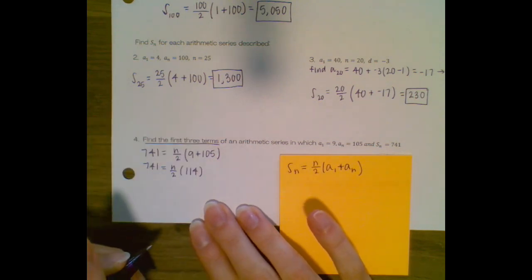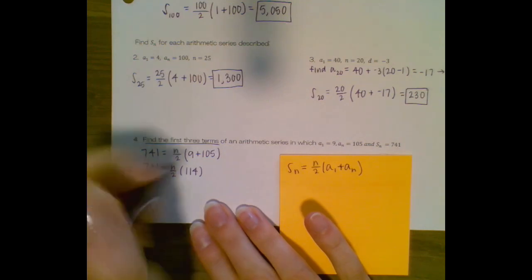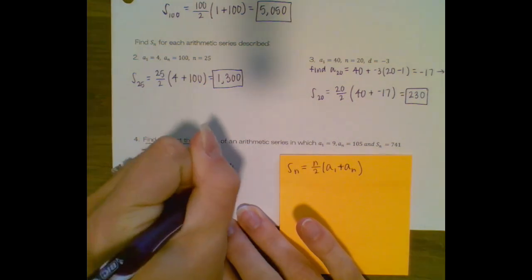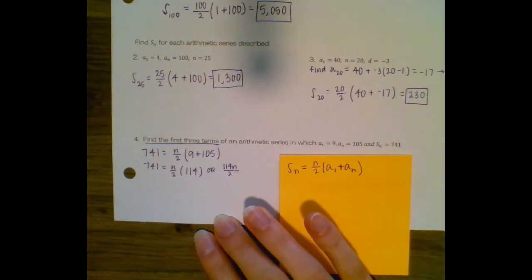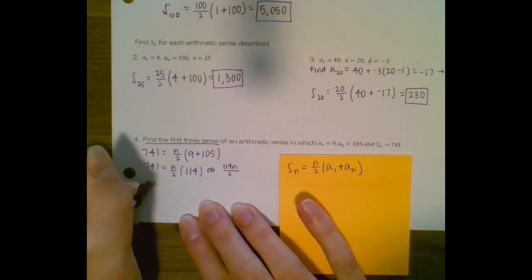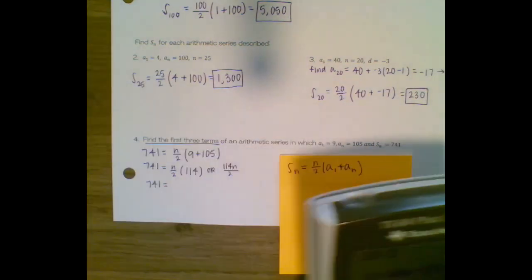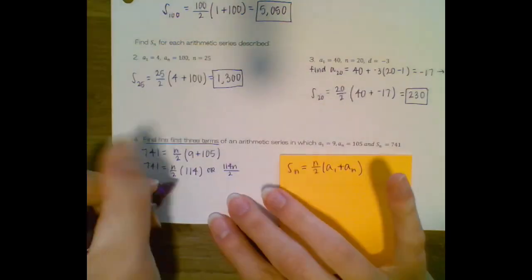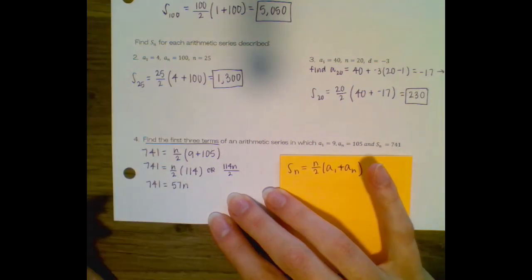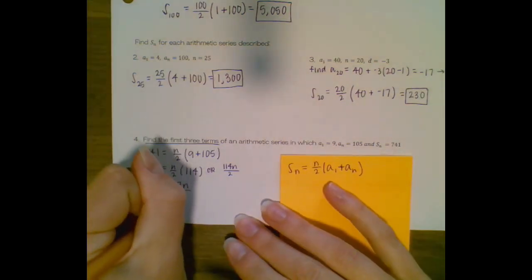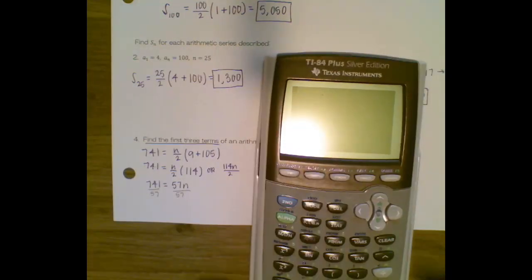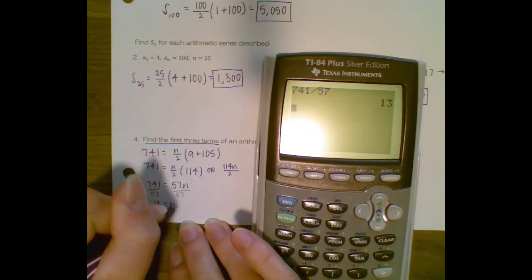Okay. Another way to write that is 114 n divided by 2. So you're really doing 114 divided by 2. So we get 741 equals 114, we're going to divide that by 2, 57 n. And then to get n by itself, I'm going to divide both sides by 57. So 741 divided by 57, 13 equals n.